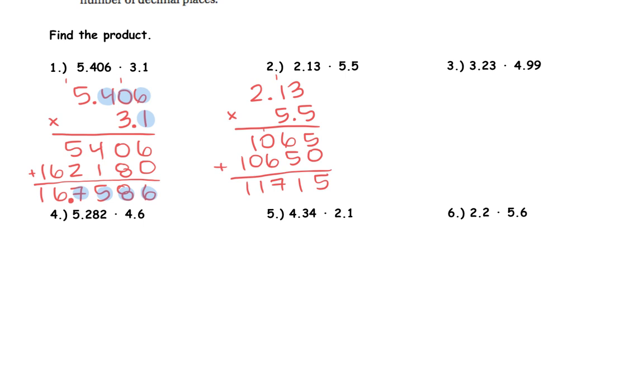All right, so now I'm going to count the decimal points. So I've got 1, 2 in the first number, 1 in the second number, so that's 3 total. So I need 1, 2, 3 digits behind in my answer. And so the final answer here would be 11 and 715 thousandths, or 11.715. And again, if you look back at the problem and you see, okay, 2 times 5 is 10, I know I should be in the ballpark of 10, and 11 is in that ballpark.